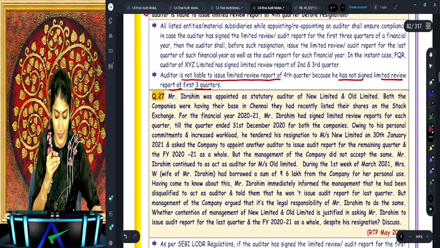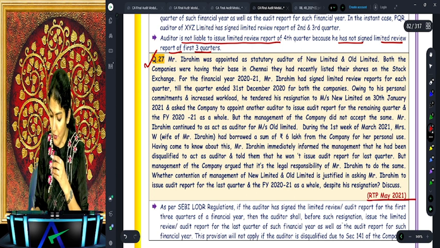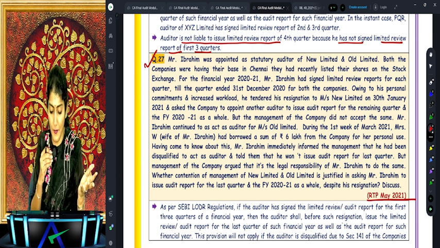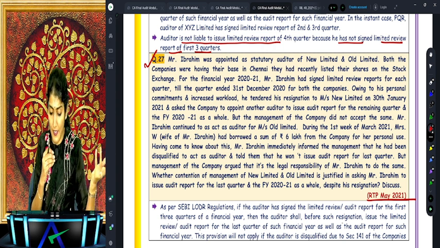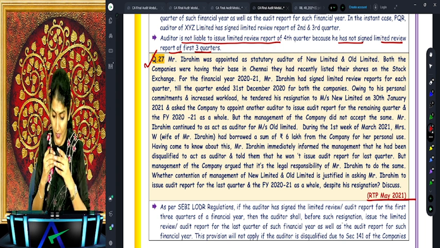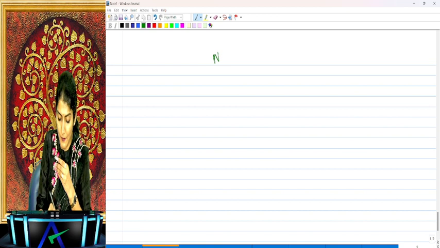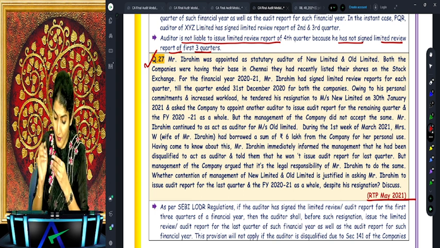Yes. Question number 27. So 25, 26, now coming to 27. Look at the story they make in the RTP. Ibrahim was appointed as an auditor of New Limited and Old Limited. Both the companies were having their base in Chennai. They had recently listed their shares on the stock exchange. So Ibrahim was appointed as auditor of which companies? Appointed as the auditor of the New Limited, also appointed as the auditor of the Old Limited. Okay, then Mr.